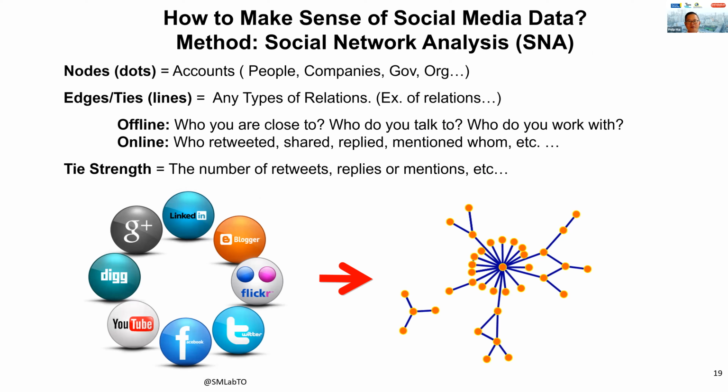But to understand how to use social networks, I want to go over some basic concepts from SNA that you'll need to know. So in SNA, there are three basic concepts. There are nodes, which are the accounts, such as companies, government departments, organizations, as an example, or people. There are edges, which are any type of relations: retweets, replies, mentions, etc. And the tie strength, the strength of the ties that connect them, the number of retweets, number of replies, and mentions. So those are some basic concepts, nodes, edges, and ties, that you have to understand.